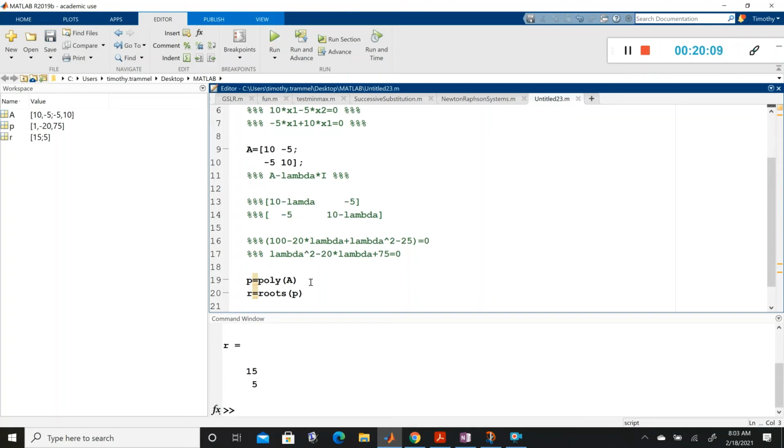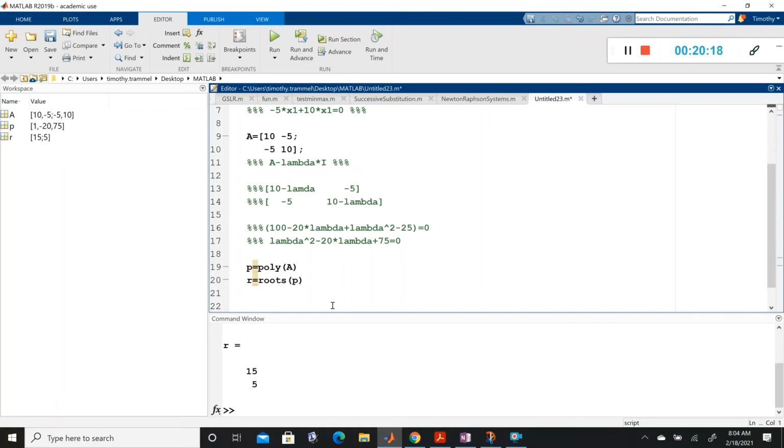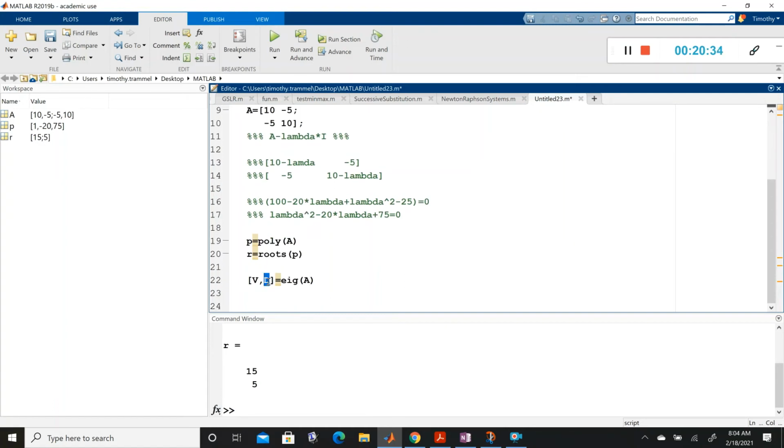Okay, we get 5 and 15. But there's an even better, or easier, way we can do this. We could use the eig command, EIG. And we'll see what these outputs are in a second.